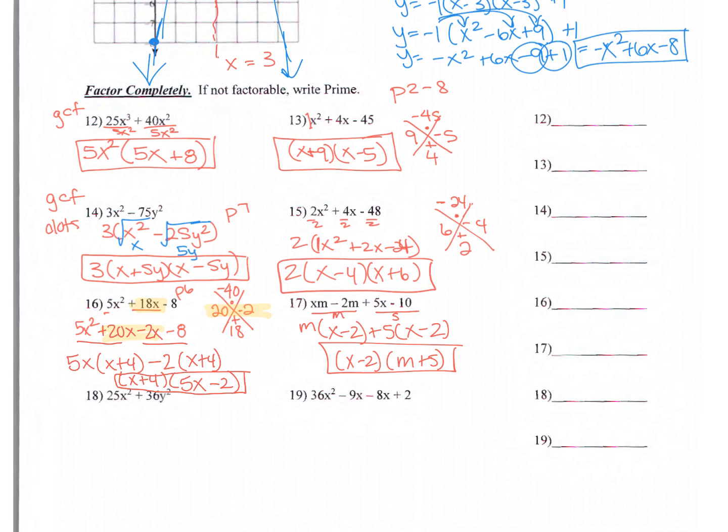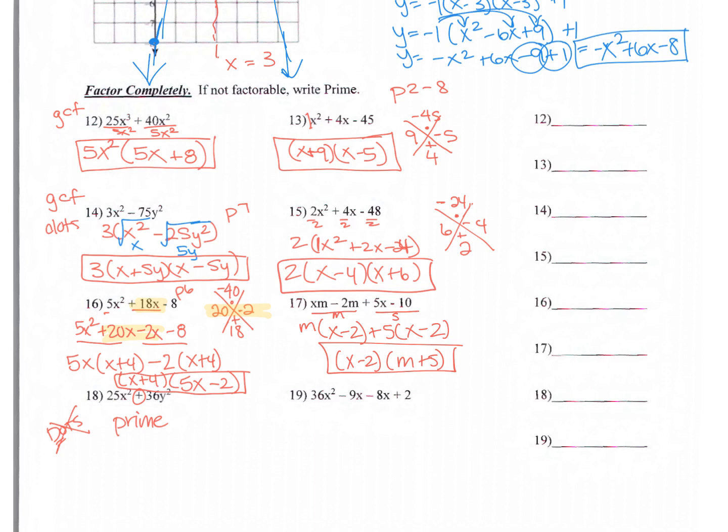Now 18, at first look, I'm considering DOTS because 25 is a perfect square, x squared is a perfect square, 36 is a perfect square, y squared is a perfect square, but DOTS is specifically the difference of 2 squares. That's a subtraction problem. This is addition. So because there's no GCF, this is simply prime. There's nothing I can do with that.